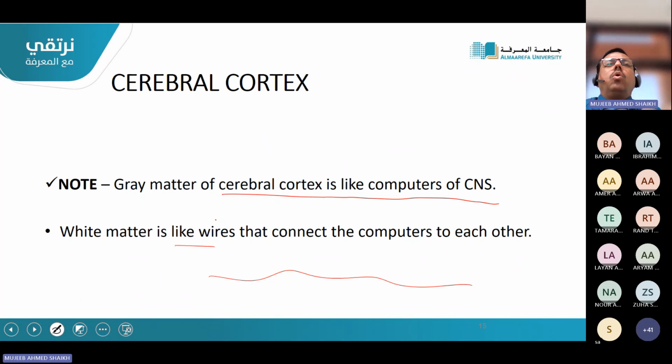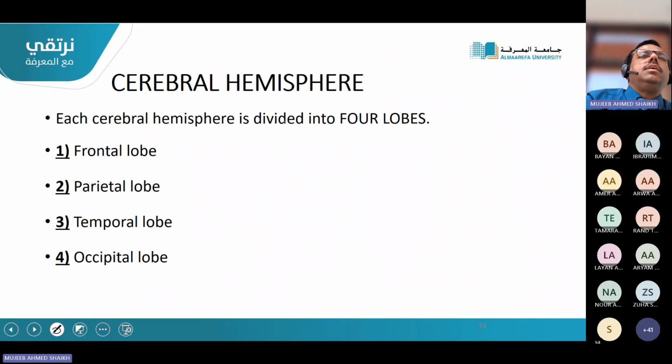Now the whole cerebral cortex, or cerebrum, we cannot study as a whole. So we have to divide it into some areas, some lobes, one, two, three, four. What are these lobes? These lobes are frontal, parietal, temporal, and occipital.